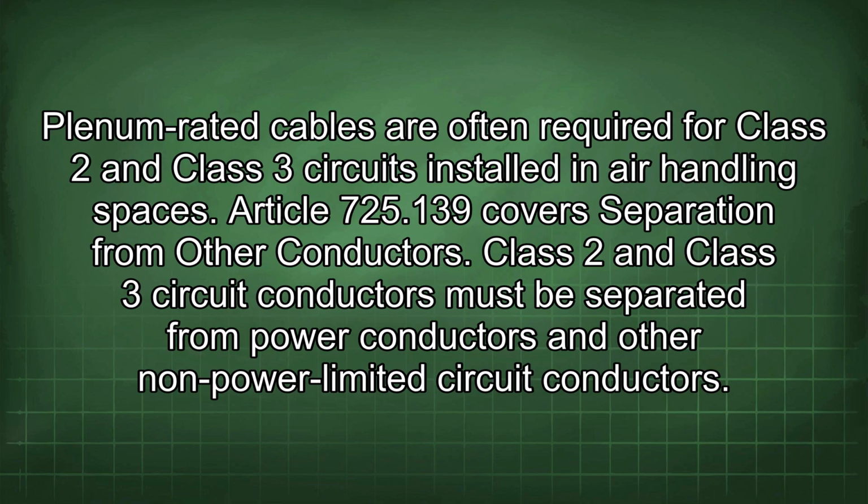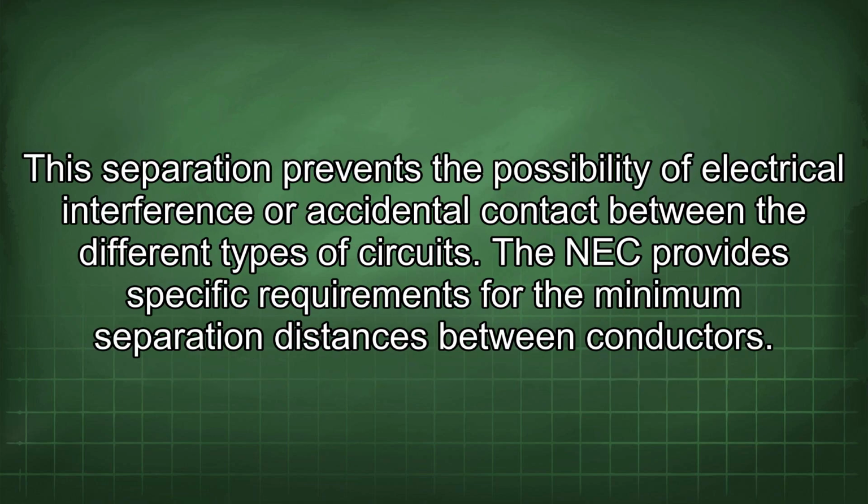Plenum-rated cables are often required for Class 2 and Class 3 circuits installed in air handling spaces. Article 725.139 covers separation from other conductors. Class 2 and Class 3 circuit conductors must be separated from power conductors and other non-power limited circuit conductors. This separation prevents the possibility of electrical interference or accidental contact between the different types of circuits. The NEC provides specific requirements for the minimum separation distances between conductors.